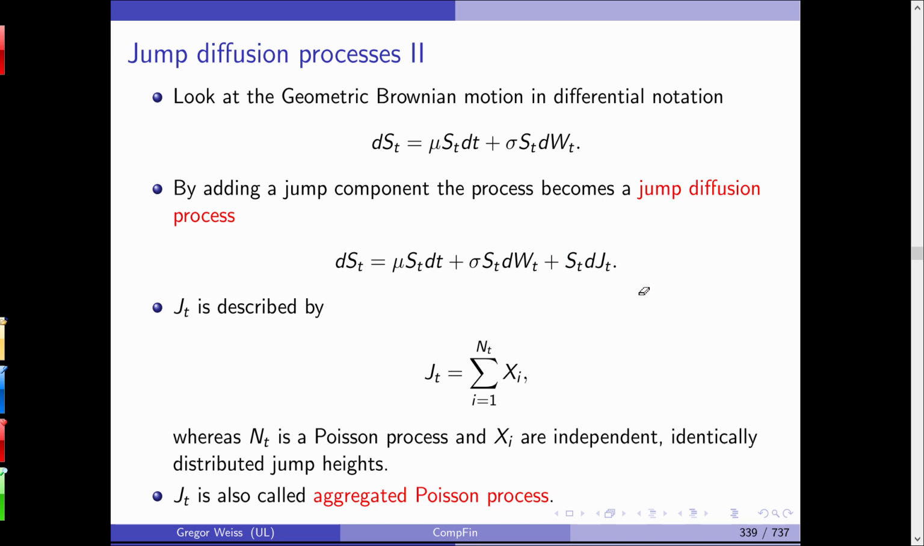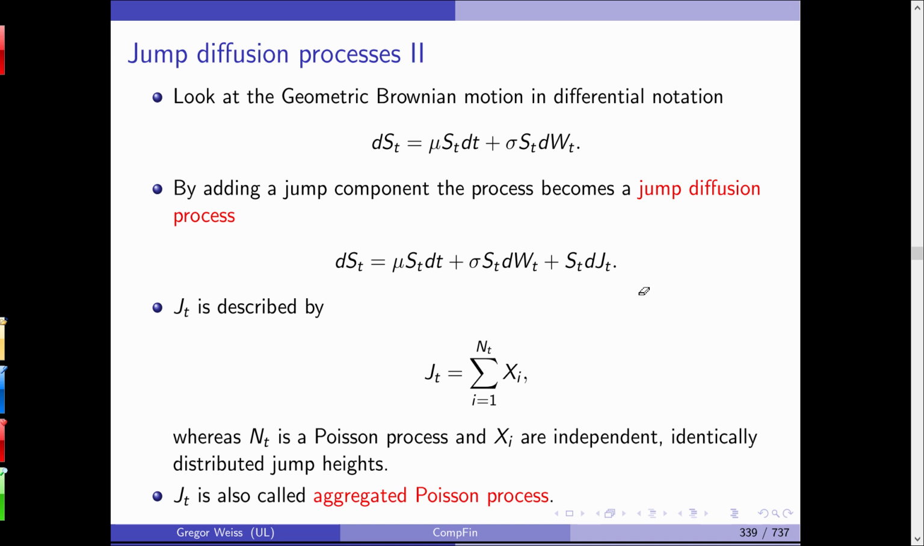What we are doing now is we are taking the geometric Brownian motion, that is mu, the drift, times the process itself, S_t dt, plus sigma S_t dW_t, and we add a jump component. So it becomes a jump diffusion process. So the diffusion component can jump, and this is called a jump diffusion process.